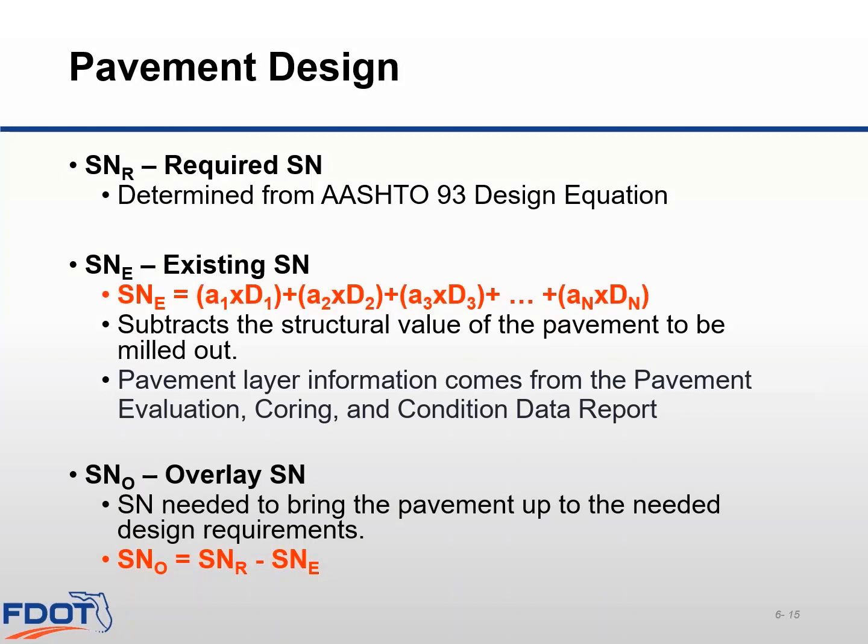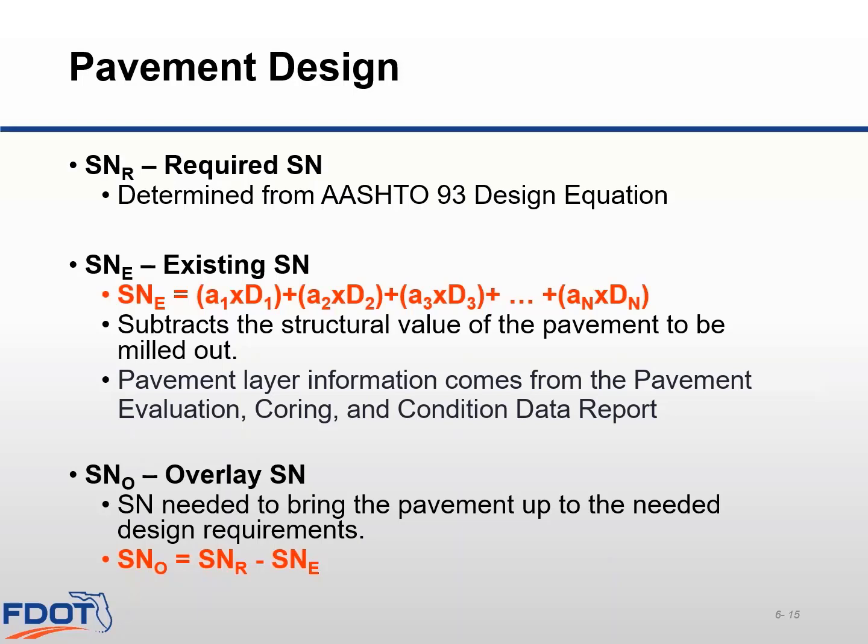So now that you've collected all the data you need for your pavement design, including the resilient modulus, traffic data, and existing pavement structure, you're ready to do some calculations. The first number we'll look at is the existing structural number. This is the strength of your pavement structure as it exists in the field today. You calculate it based on the pavement core information you receive from your district materials office.